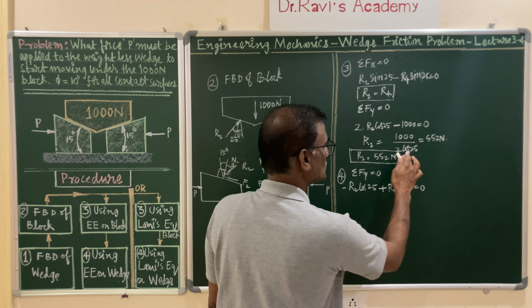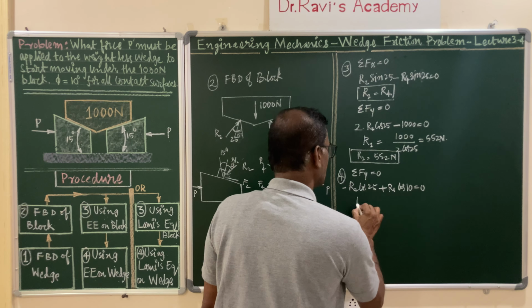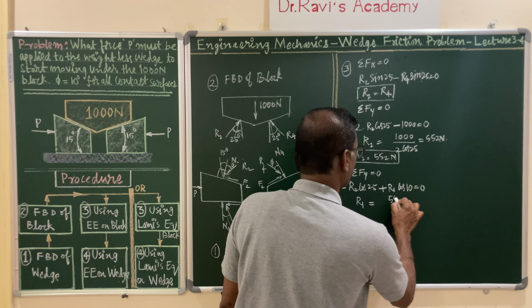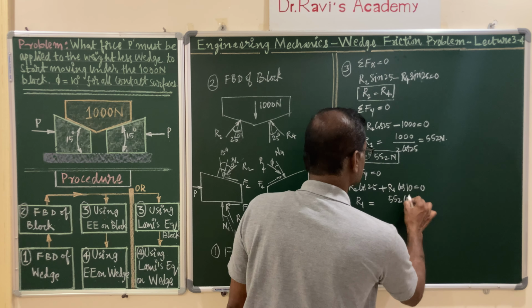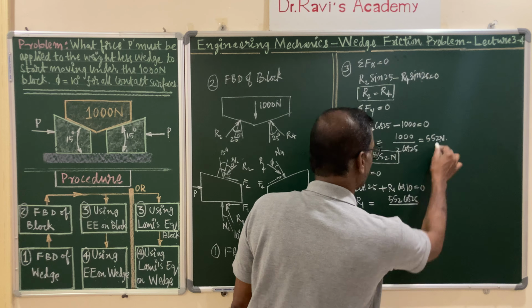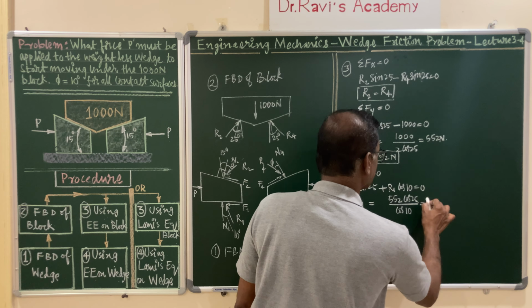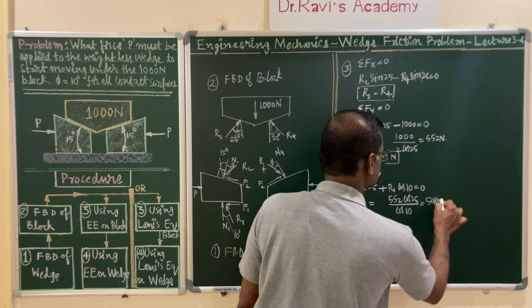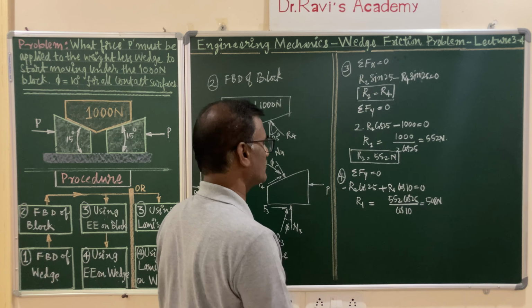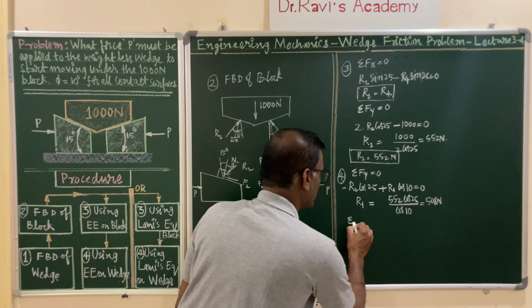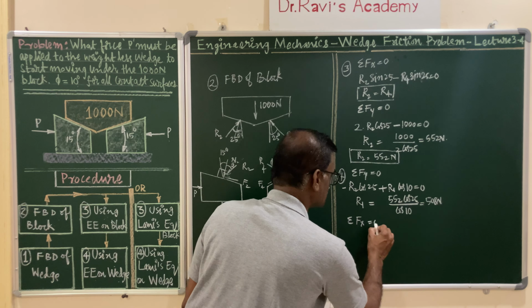From this you can calculate R1, since R2 is known. If you substitute, R1 equals 552 cos 25 divided by cos 10. So this value you are going to get is 508 newtons. You got R1 and R2, and you can simply make use of sigma Fx equals 0.